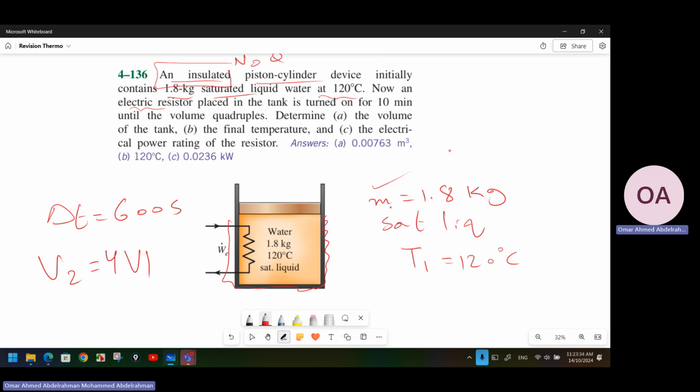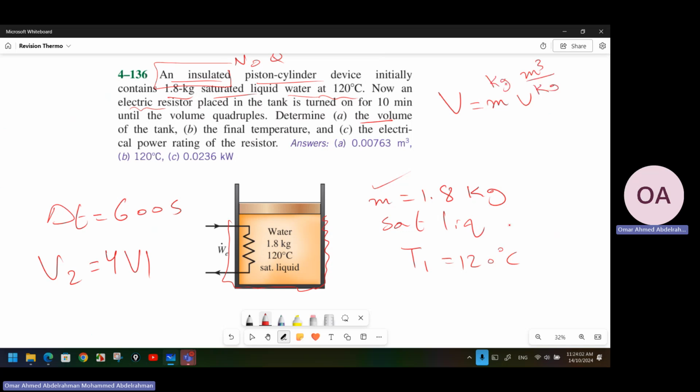I have the mass, and the substance in this question is water. We know that for water or refrigerant, we will use the tables, so I need to use the tables anyway. I have the mass. How to relate the mass to the volume? I need to calculate the specific volume. The volume is equal to mass times the specific volume. This one is in meter cubed per kilogram, and this one is in kilogram.